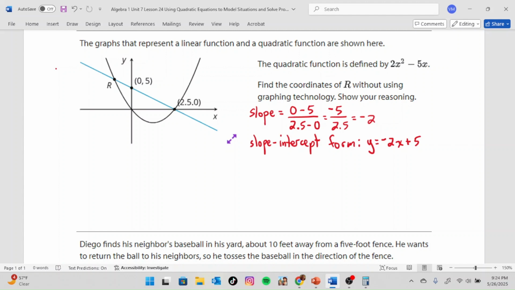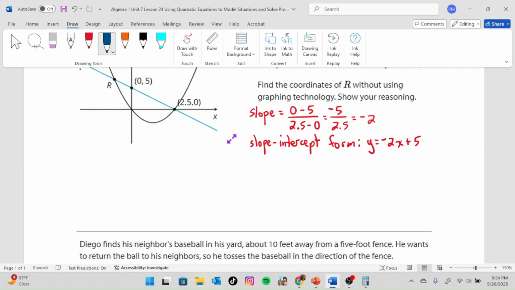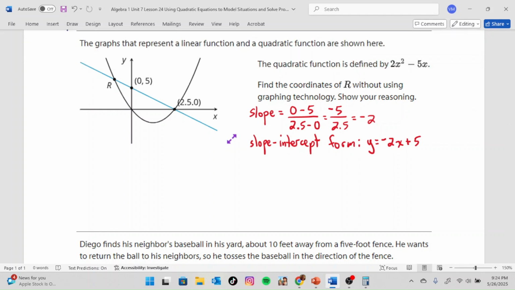Now R is at a point of intersection. So at points of intersection, these two expressions are going to equal each other. So we are going to set the quadratic, which was 2x squared minus 5x, and we're going to set that equal to the linear, negative 2x plus 5.